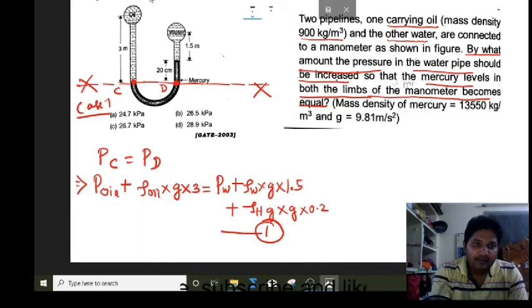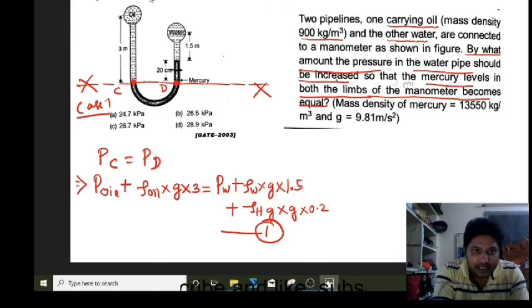Suppose the fluid has gone down by this much, which means 10 centimeter it will fall. If it rises 10 centimeter in the left limb, then both become equal. That is the logic. If the mercury falls 10 centimeter in the right limb and rises 10 centimeter in the left limb, then both will be equal. So suppose this is the fall and this is my rise. There is some fall, so in the second case, water will come at this point.